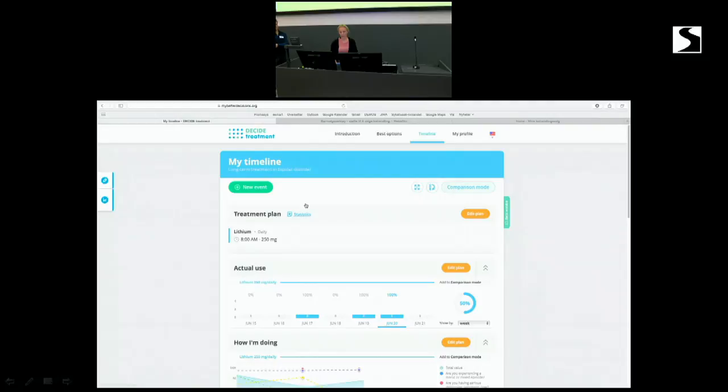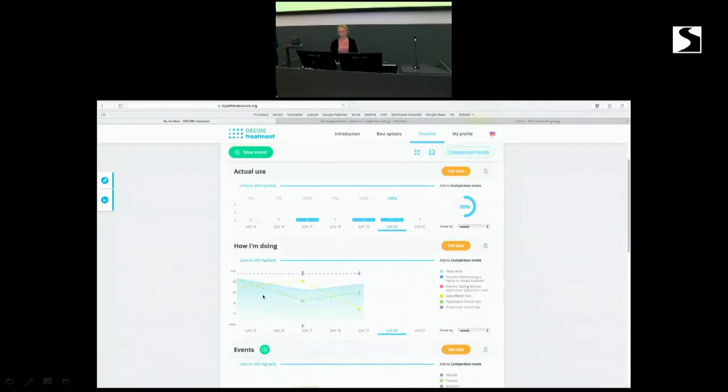And here we have the treatment plan. And down here we have how I'm doing for the patient. We can measure this. You can be asked here on your app as well, or you can enter it here on the computer, how you're doing. And you can go back and see the picture of how you're doing on the criteria we see here, like how you're doing avoiding manic symptoms. And of course, the doctor or the decision nurse can see the same picture and monitor how the patients are doing.